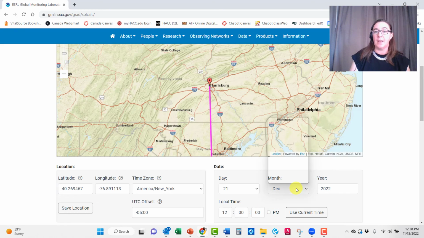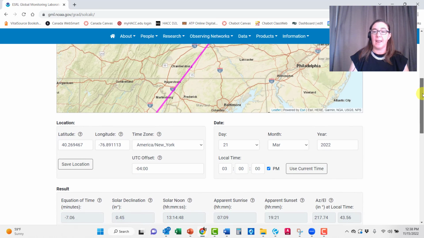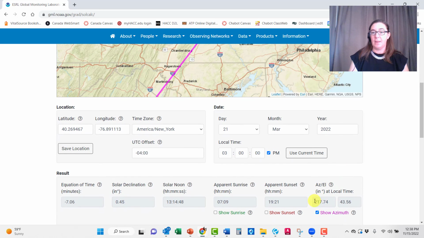Let's look at a different date. Let's say March 21st at 3 p.m. You can see immediately that we're getting that afternoon sun angle. You could slide down and find out the azimuth and elevation.